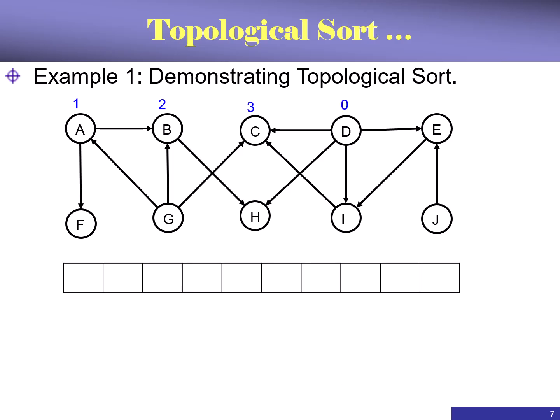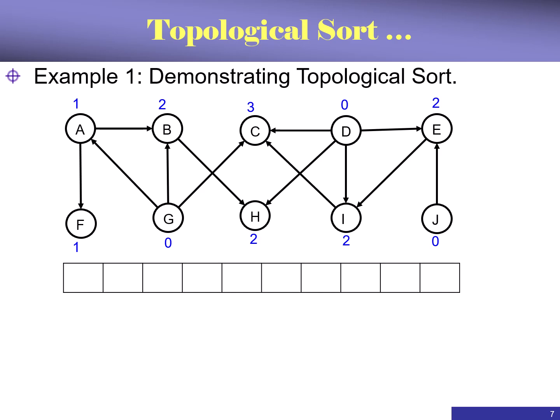Can you see? Incoming. For vertex D, there is no incoming edge, so it's 0. Vertex E, 1, 2. For F, it's only 1. For G, there is none. Can you see 0? H has 2. I also 2. J, there is nothing, in-degree is 0. In-degree means the count of the incoming edges to that vertex.